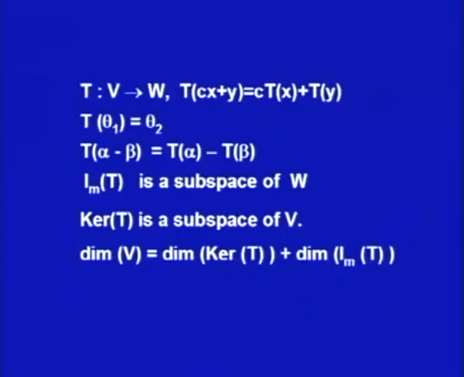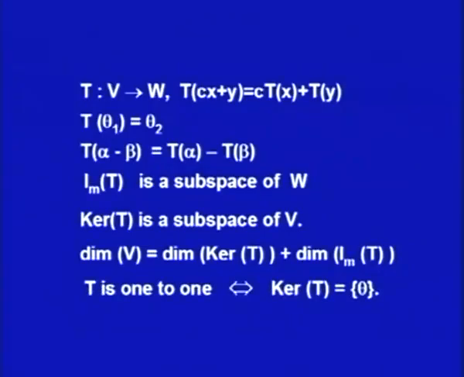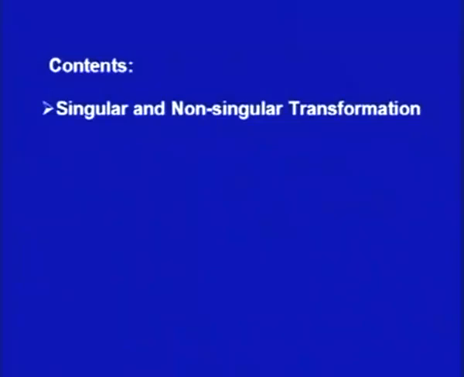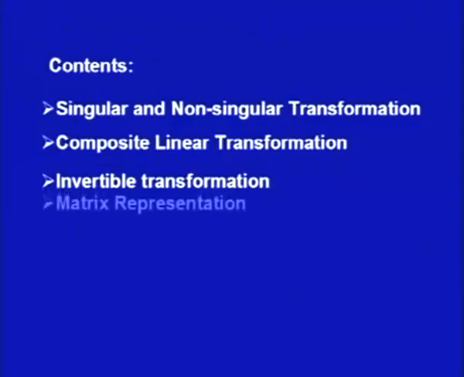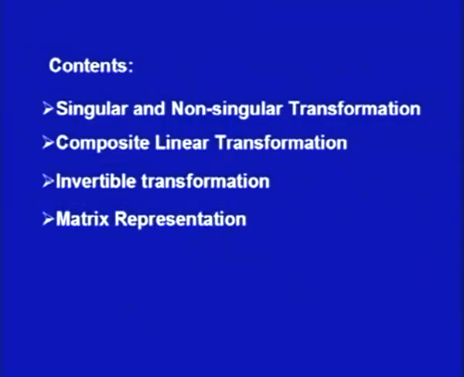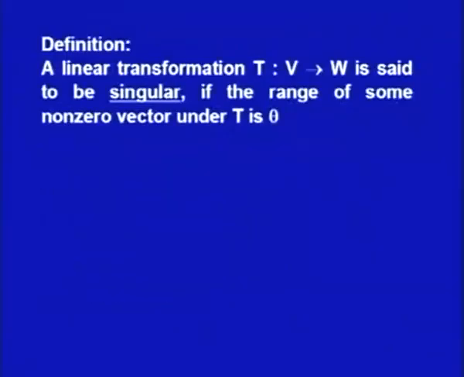We have further discussed that dimension of V is equal to dimension of kernel T plus dimension of image T. We have also discussed that if T is 1 to 1, then kernel T is theta itself. This lecture includes singular and non-singular transformations, composite linear transformation, invertible transformation, matrix representation of transformation, some examples and some results. To start with, I will define what we mean by a singular linear transformation.